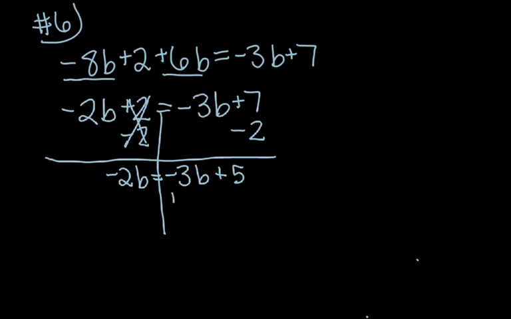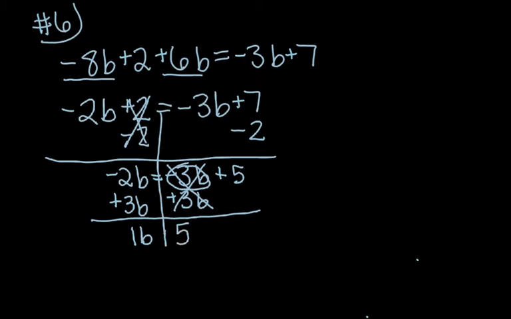Now, since I chose to bring my numbers on the right side, I need to bring my letters on the left side. So I'm going to bring this entire term to the left side. I'm not going to divide by 3 because I'm not trying to separate the 3 from the b. I'm bringing this entire thing over on the other side. By adding 3b on both sides, negative 2b plus 3b gives me 1b. And negative 3b plus 3b is 0, so it cancels out. And then I just have 5. So I'm left with 1b equals 5. 1b is the same as b, so my final answer is b equals 5.